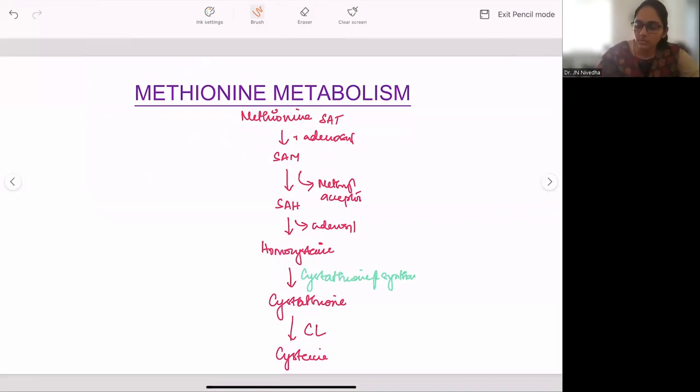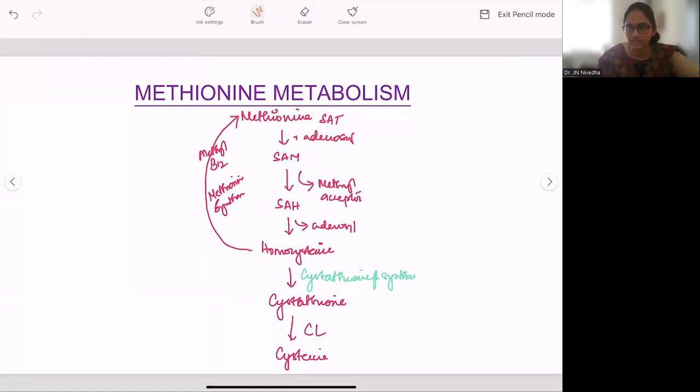Now, the homocysteine which is formed can be converted to cystathionine, or it can be converted back to methionine. It can regenerate methionine. And how does this happen? Homocysteine is converted back to methionine by an enzyme, methionine synthase, and that is dependent on methyl B12. So you need methyl B12 to convert homocysteine to methionine.